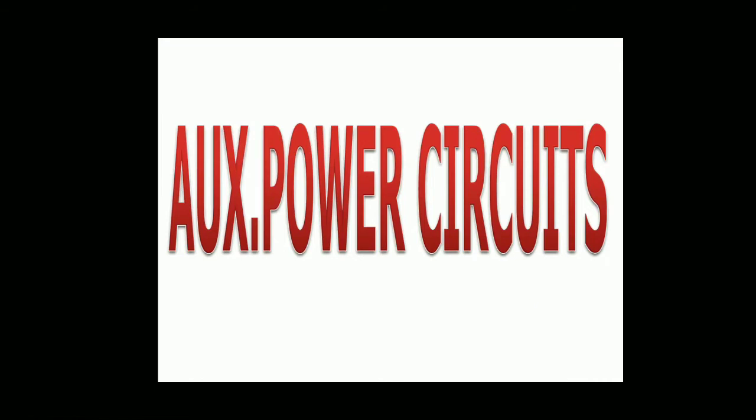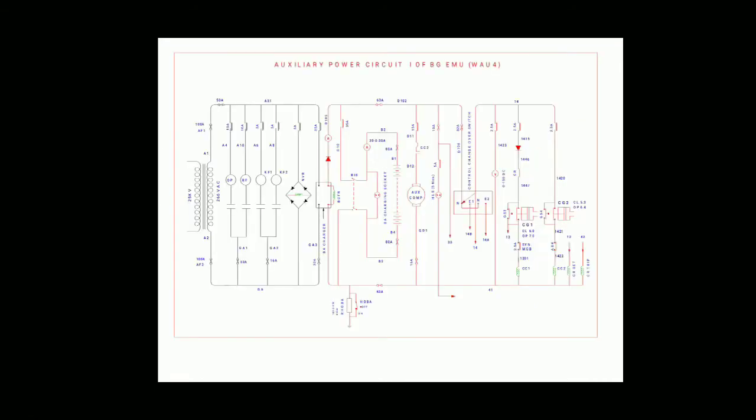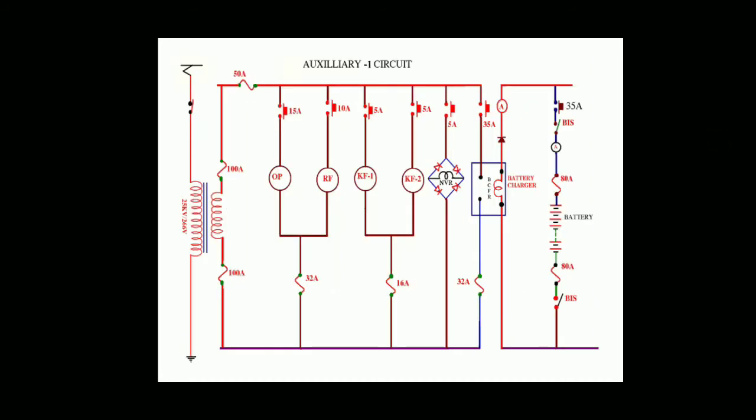Today's topic is auxiliary power circuits 1 and 2 in EMU and MEMU. This is auxiliary power circuit 1. As soon as MC is energized, the 25 kV power supply from OHE through the pantograph and VCB is fed to the main transformer winding and is further stepped down to 266 volts AC in the auxiliary power circuit 1 winding.